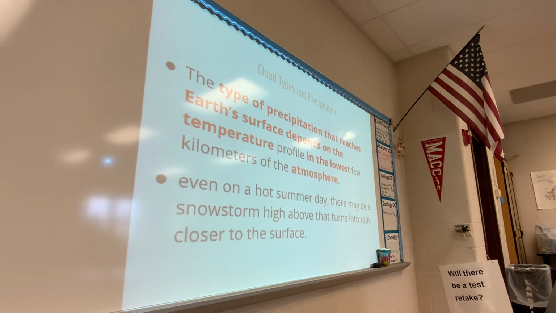Precipitation that reaches the Earth's surface depends on the temperature in the lowest few kilometers of the atmosphere, so the surface of the Earth. If it's cold, that's going to help determine what actually hits the surface. So if we had rain up above, we're not as likely to have rain hit the surface if it's like 20 degrees here. It's more likely to be snow at this point. On a hot summer day, there may be snow high above, but it would turn into rain closer to the surface because it would melt.